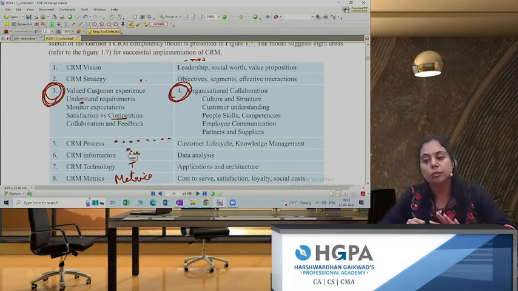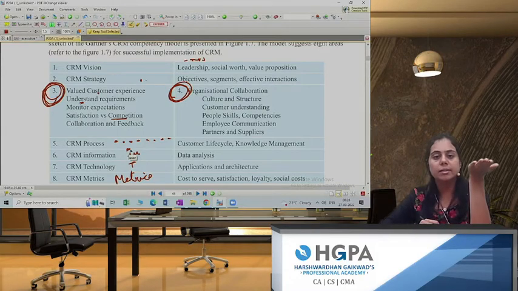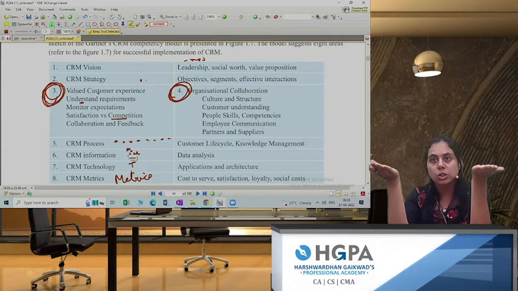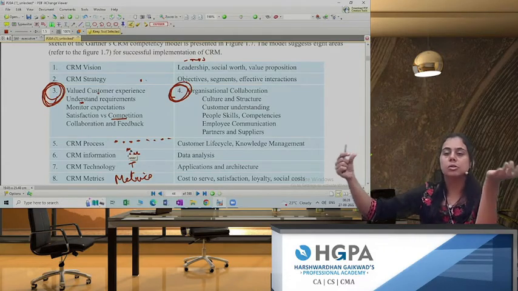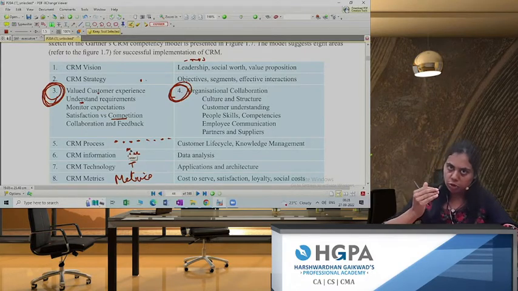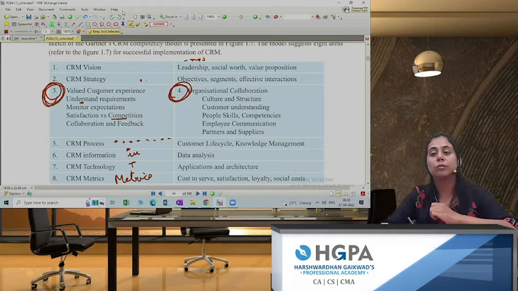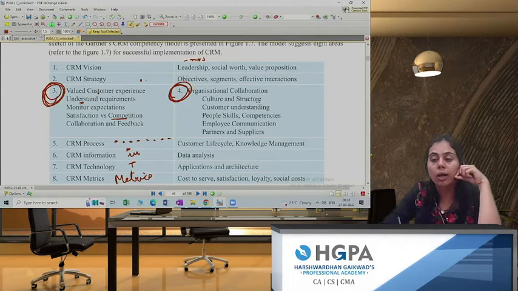What is the culture of the company? How are we communicating with the employees? How is the company working? Once the customer expectation, that is the third point, and how the organization works are settled, then we are going to make a proper process. This process will be linked to a proper flow of information with the help of technology, and then the last point is how we are going to measure with the help of certain metrics.